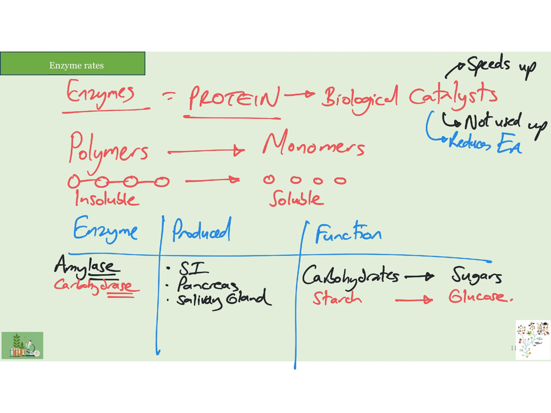The second digestive enzyme is protease, which again is produced in my small intestine, because all digestive enzymes are produced in my small intestine. It's produced in the pancreas, because all digestive enzymes are produced in the pancreas. And this one, as we said earlier, is also produced in my stomach.